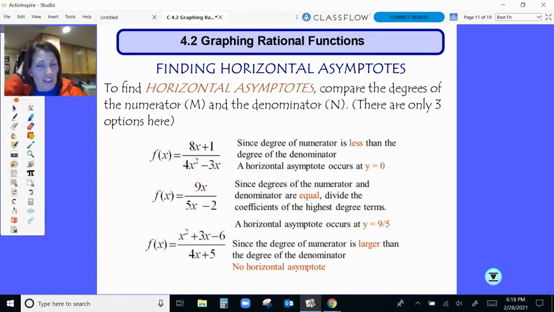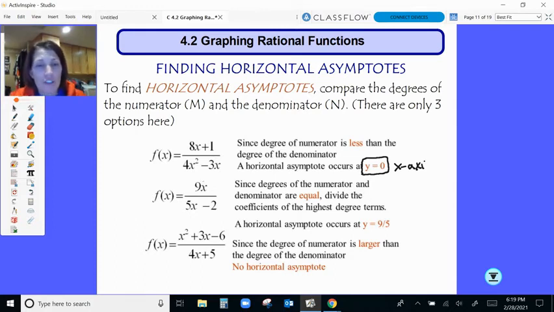Now let's talk about horizontal asymptotes. So we found out how to identify our vertical asymptotes and our holes. Now we're going to look at horizontal asymptotes. There's only 3 conditions for horizontal asymptotes. They're fairly simple, okay? Whenever the degree of the numerator is less than the degree of the denominator, my horizontal asymptote is always y equals 0. That's it. So it's my x-axis, basically. Anytime the power on the bottom is bigger than the top, x-axis.